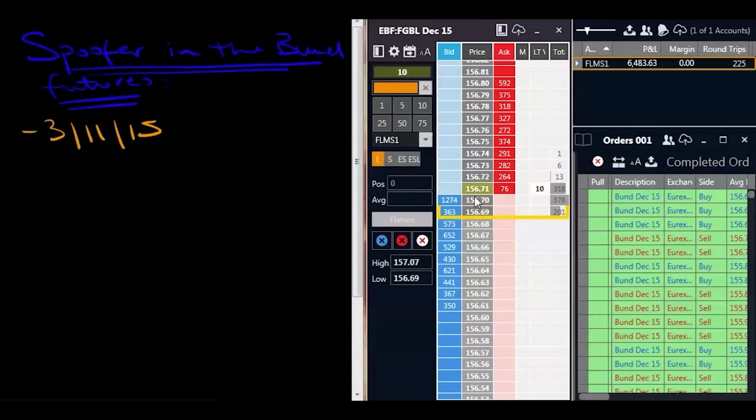And in doing so, we can very much see that he's probably trying to get filled on the offers here. So he's probably got his offers lined up between 71, 72, 73, at all these prices.